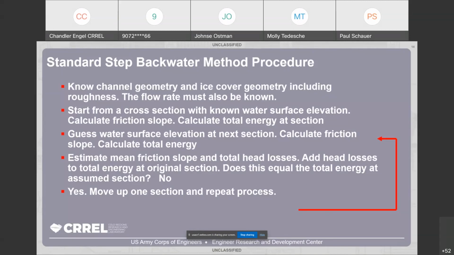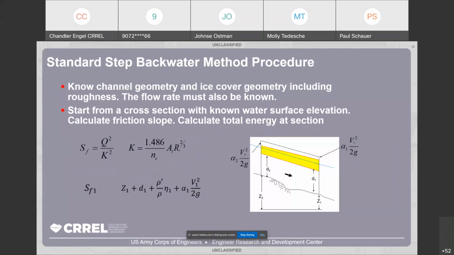We also need to specify a flow rate, so the cubic feet per second of flow. This is steady state, so we're just assuming a constant flow rate. We'll start from a cross section with a known or specified water surface elevation. Locations like a dam or a lake that have a relatively defined stage at a given discharge work pretty well. We'll break all this down step by step because that's a lot of text to stare at.